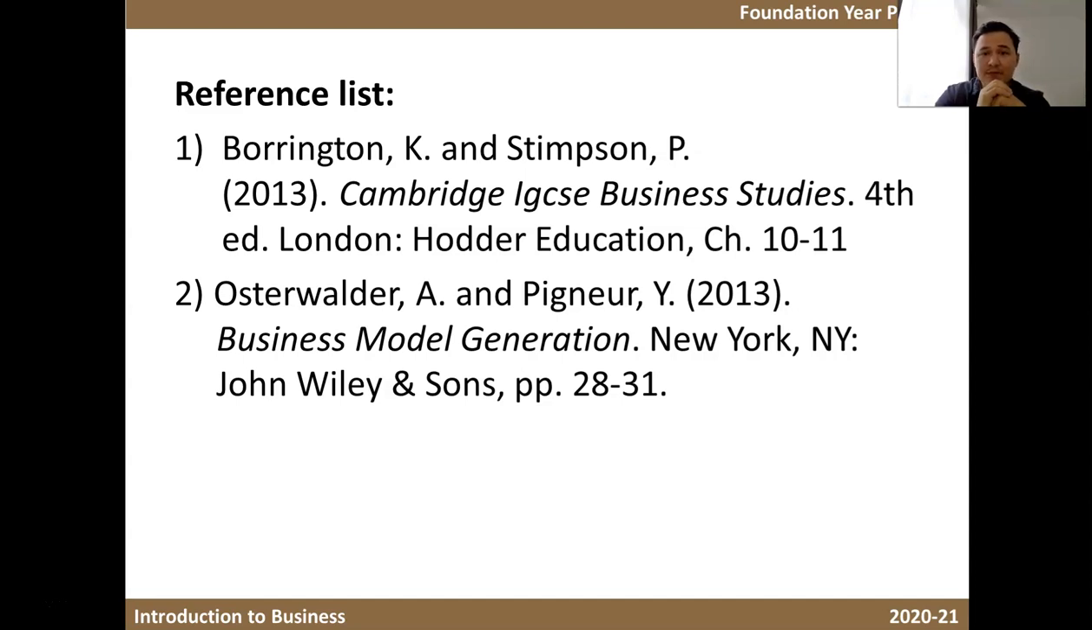Okay, so apart from our main textbook, I would suggest another Osterwalder and Pigneur book called Business Model Generation, where the value proposition canvas is also explained. And there is a YouTube video also available. Please follow the link and watch the video about the business model canvas.